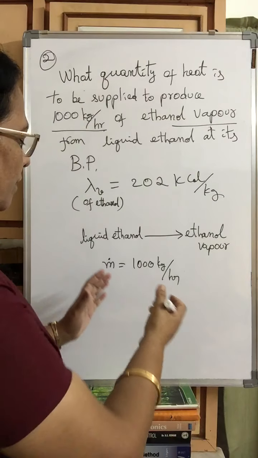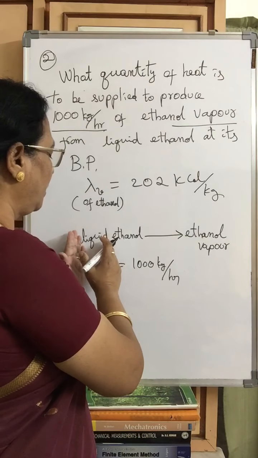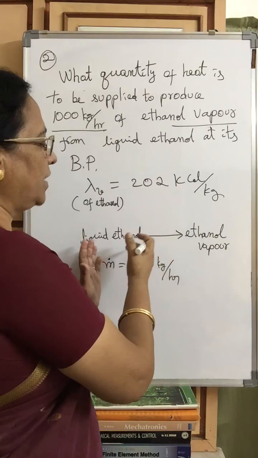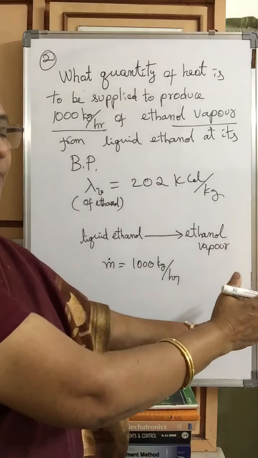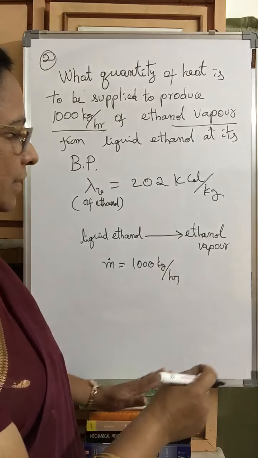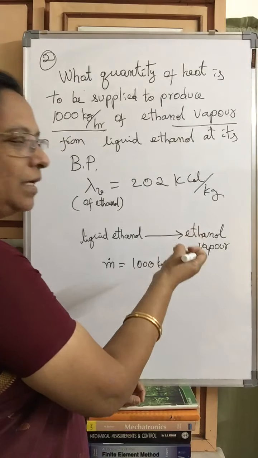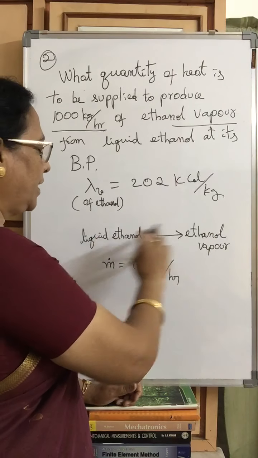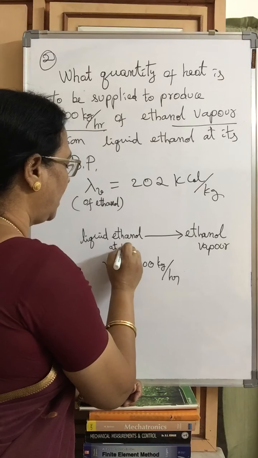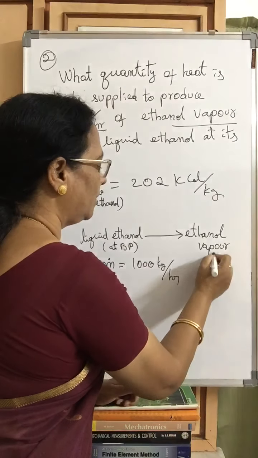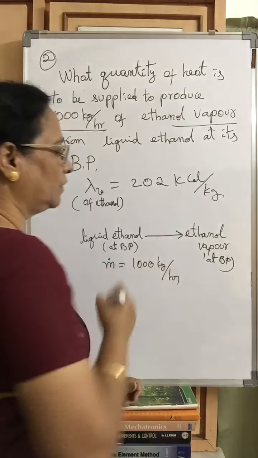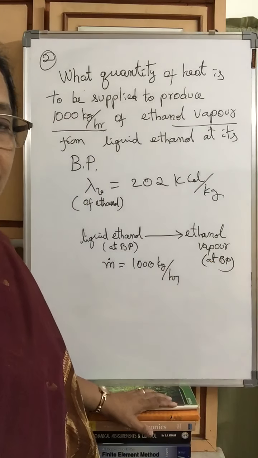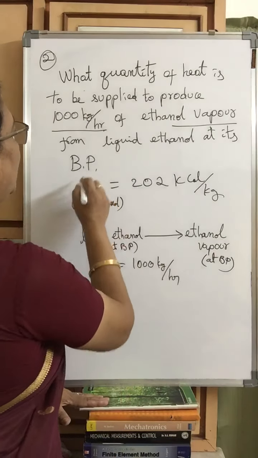Same amount. We have taken 1000 kg per hour of liquid and we are supplying heat, and that 1000 kg is converting into ethanol vapor. Again, the 1000 kg mass is not changing, but what about the heat content? Heat content is to be supplied and the temperature will not change. This is at boiling point and this is also at boiling point. Temperature will not change. So what is lambda V here?